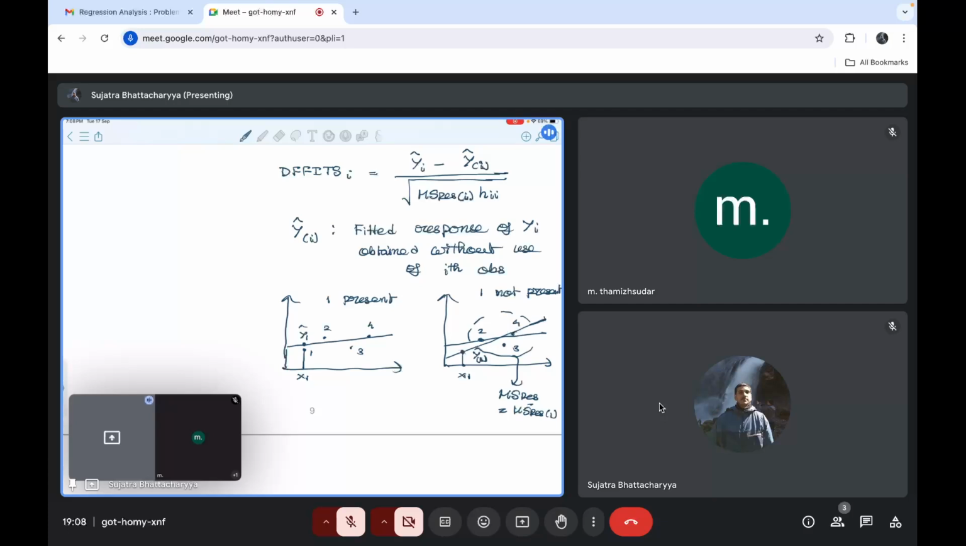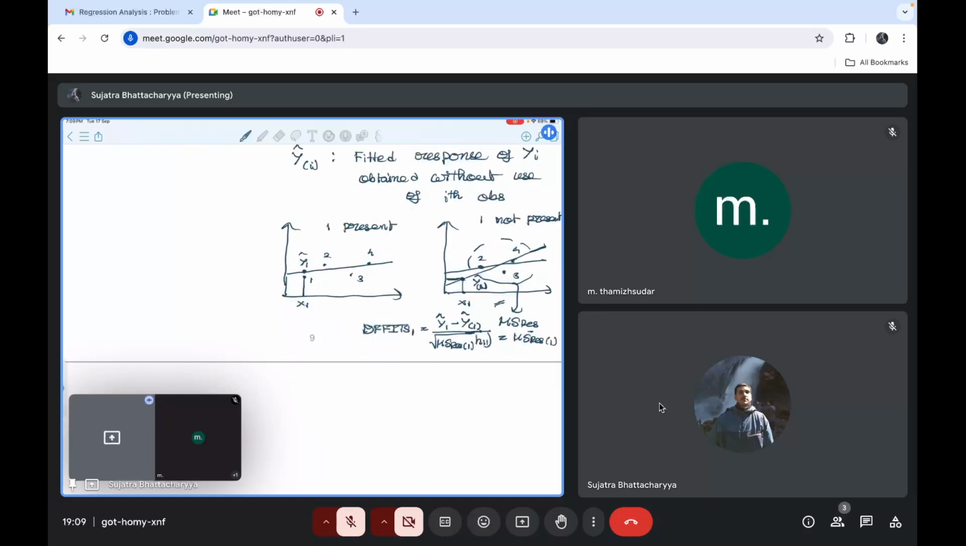Now, what I will do is that I have this y1 hat value, I have this y bracketed 1 hat value. So I will write DF fits of 1 is y1 hat minus y bracketed 1 hat divided by root over MS residual of 1 into h11. That's all. Okay, so this is the first. Similarly, for the second, you have to remove the second and like that.